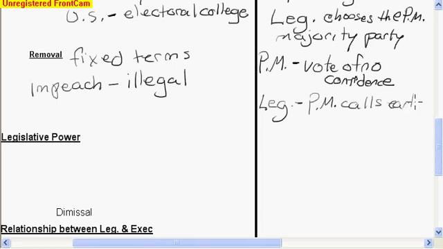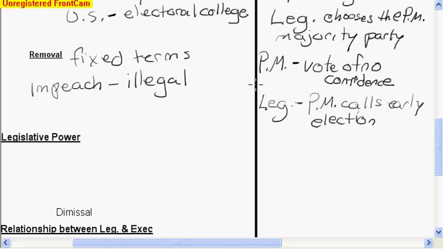And so basically, because of the interdependence between the two, they both have to figure things out and get along, or either one can call for either an early election coming from the prime minister or the legislative branch having a vote of no confidence.